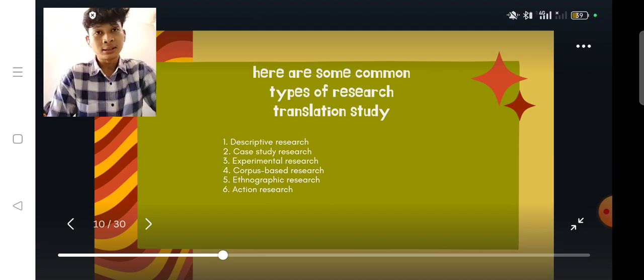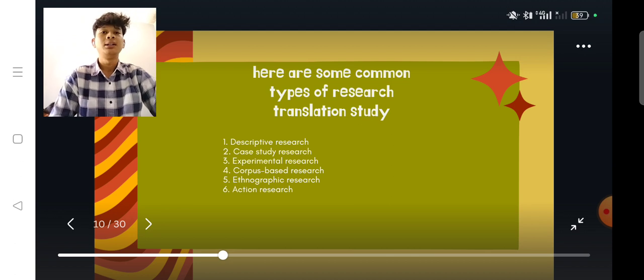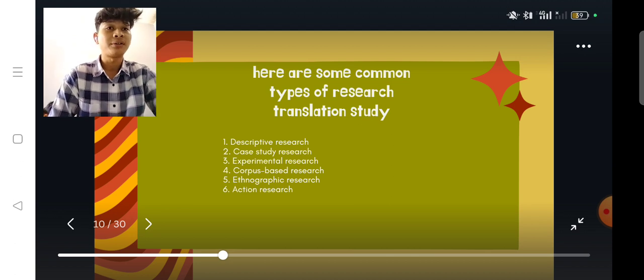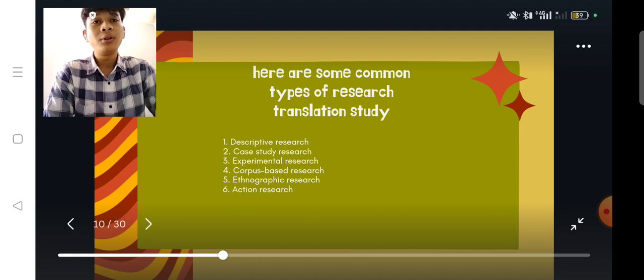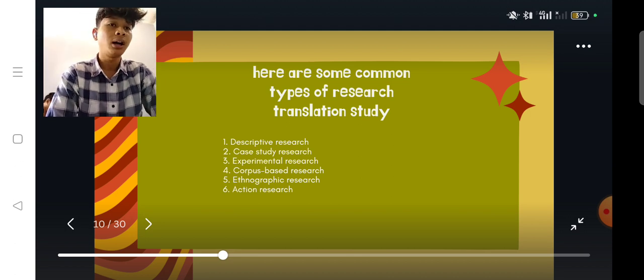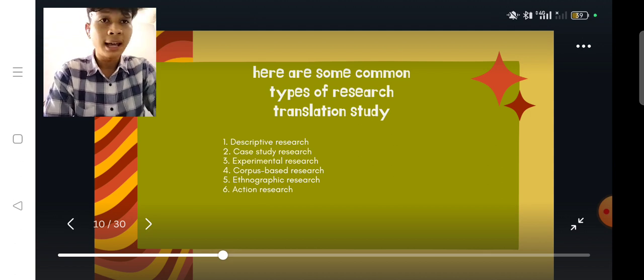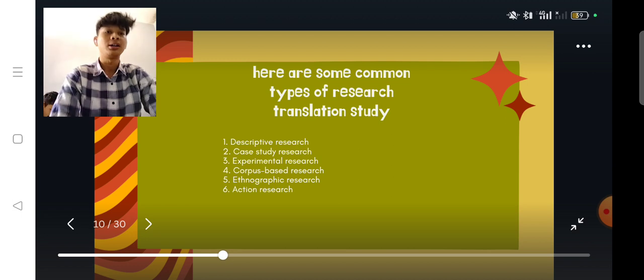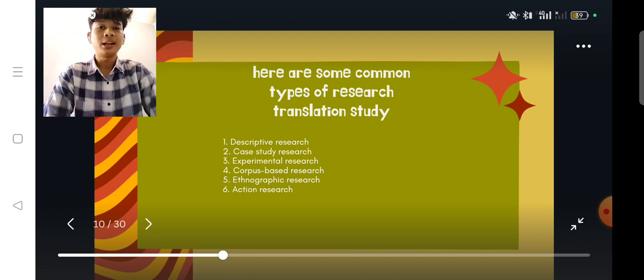The first is descriptive research. Descriptive research aims to describe and analyze translation phenomena, practice, or process in a systematic, objective manner. It focuses on providing a detailed account of translation-related issues without necessarily seeking to explain or evaluate them.